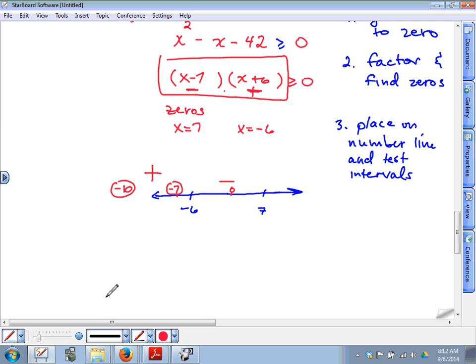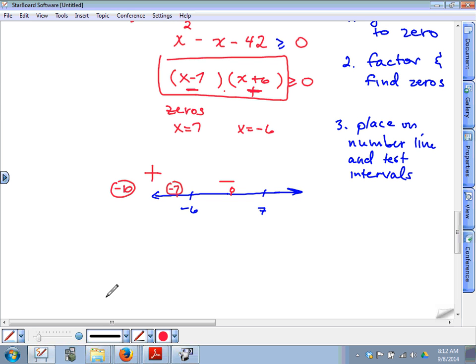Okay. How come 0 was not a solution to this inequality? It ended up giving us something that was negative. 0 minus 7 is negative 7. 0 plus 6 is 6. Negative 7 times 6 is negative 42. Negative 42 is not greater than or equal to 0, right? So 0 didn't work. Any number between negative 6 and 7 would produce a negative value, which is not greater than 0.